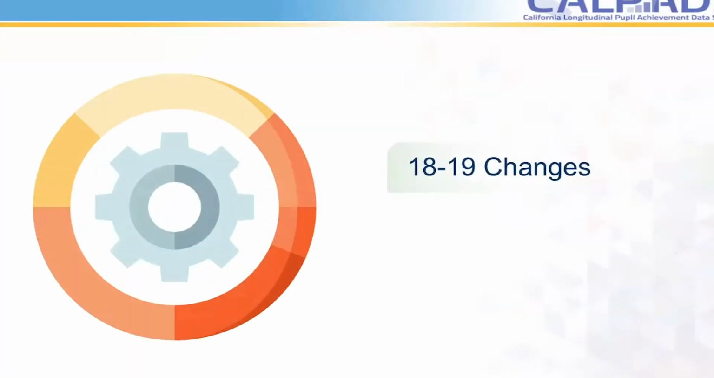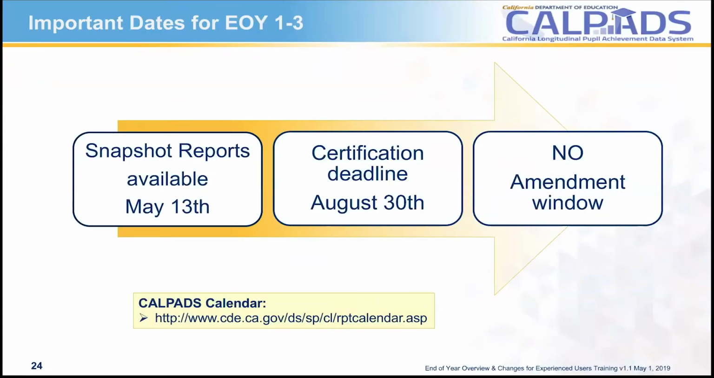So let's jump right into the changes now. Important dates for EOY 1 through 3. The snapshot reports will become available May 13th. And the certification deadline, as I mentioned just a few minutes ago, is August 30th, right? And that is both for EOY submissions and the cohort.